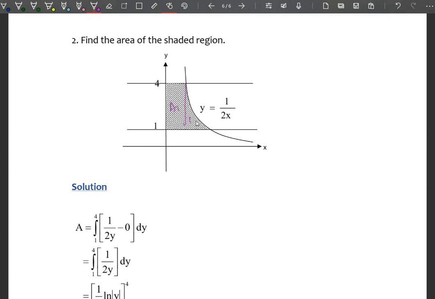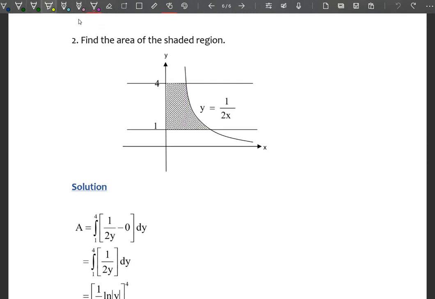This should be your A1, this should be your A2, because the top for this area is this line and the bottom is this line. And the top for this area is the curve and the bottom is this line. As you can see, we need to find the area twice to have the total area for this region. That's why we opt for another option, which is right minus left instead of top minus bottom.